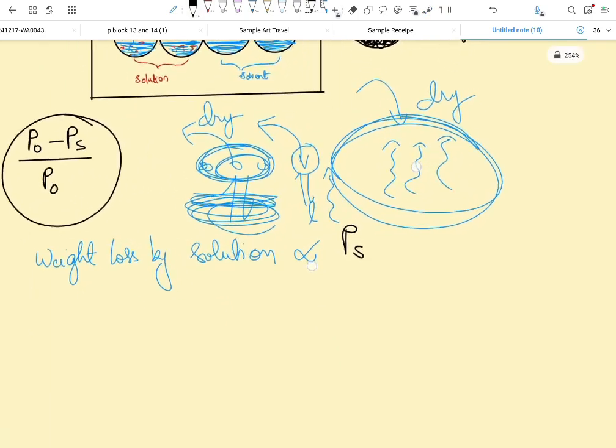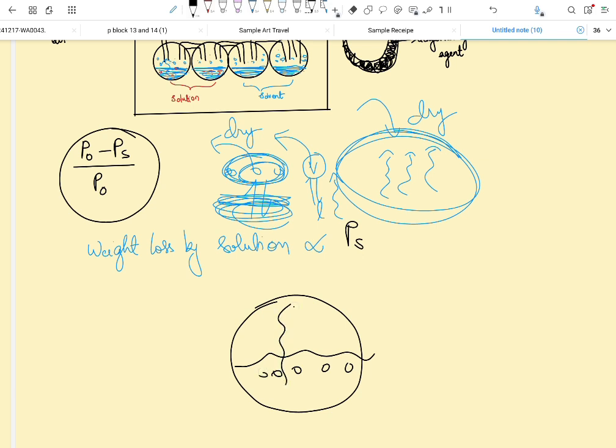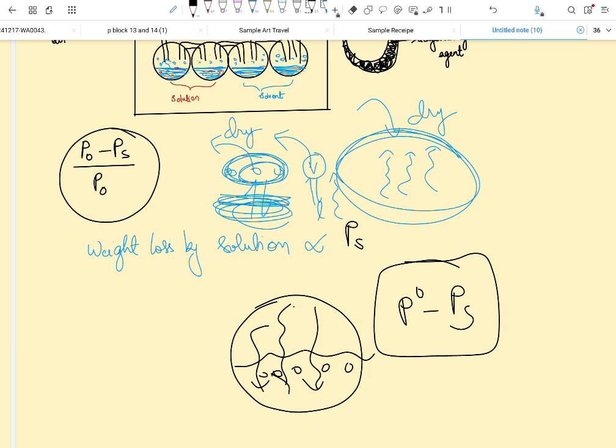Now suppose separately I am taking a solvent, a solution, and a solute particle. If you mix more solute particles into this one, we know that more lowering will happen, because according to Raoult's law, the relative lowering in vapor pressure is directly proportional to the mole fraction of the solute, and once a non-volatile solute is mixed, there is a lowering in vapor pressure.